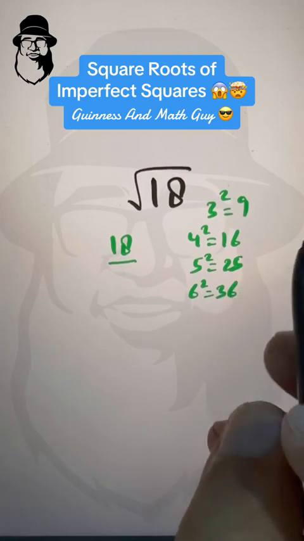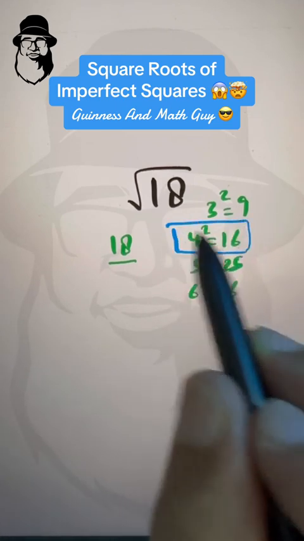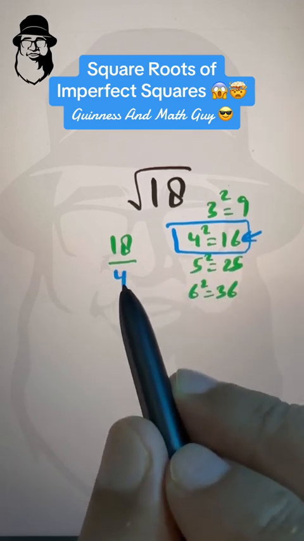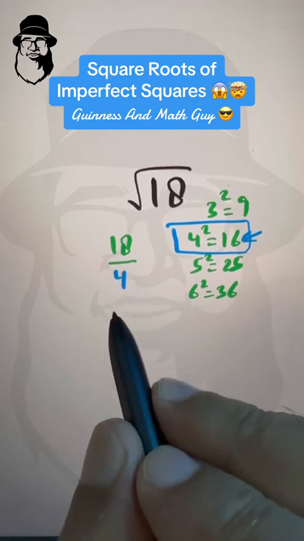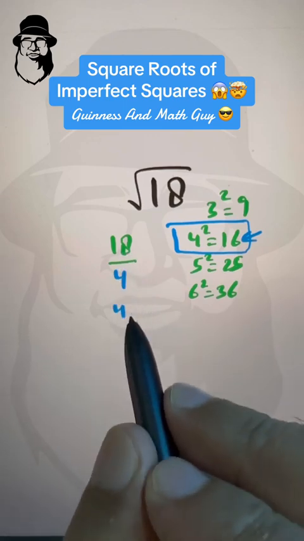So we can say this is the nearest square, that is 16, right? So we'll write square root of that, that is 4. Now next step is we divide it. 4 times 4 is 16 and we are left with 2. 2 over 4 is 0.5.